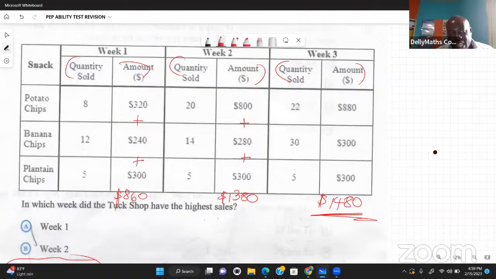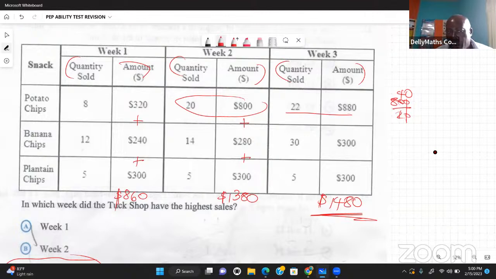For example, let us say we're checking on the potato chips. We only need to check week 2 with week 3, right? So potato chips for week 2, we're taking out this. Talking about 800 divided by 20, and I'm seeing 40 coming out here. So the interpretation is necessary, right? You want to understand that $40 was for one, right? Let us see if that was the same in week 3.